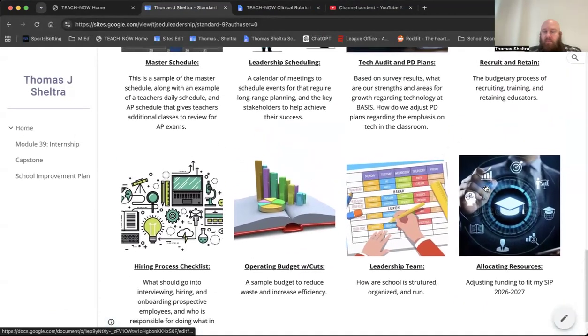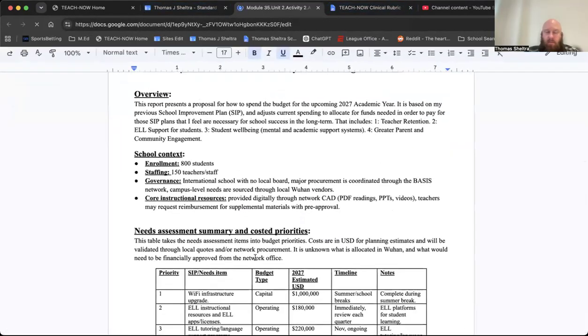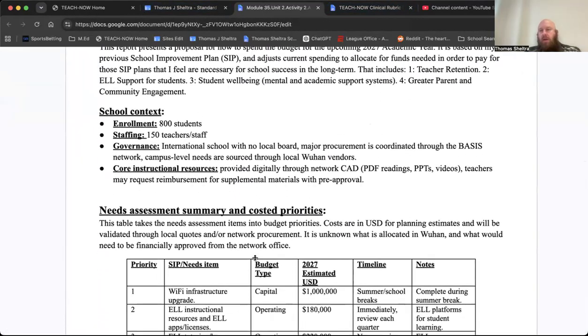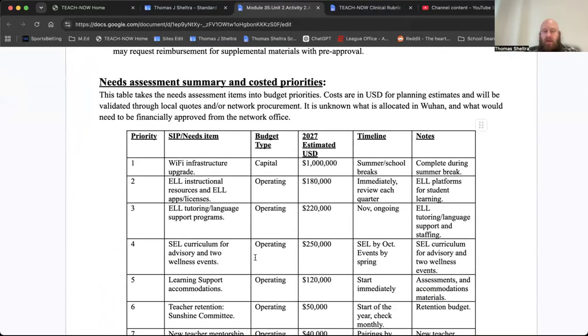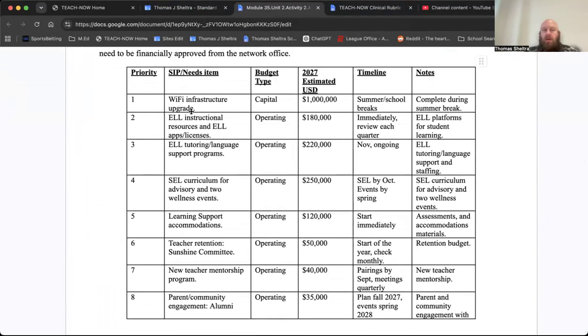Also, the allocation of resources. Part of this would be for my school improvement plan, where we can spend money to help those areas where we are a little weak, especially upgrading the infrastructure for the Wi-Fi, so when we do use technology, it's there for us 24/7.